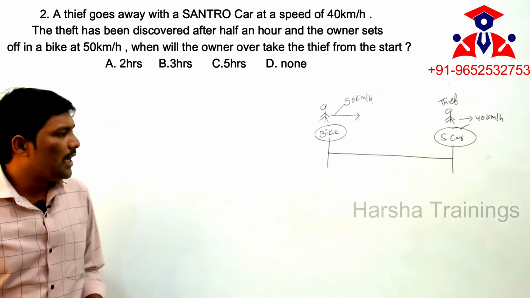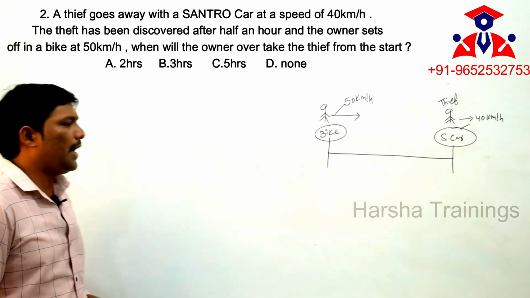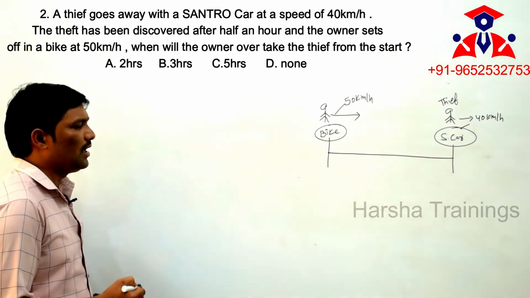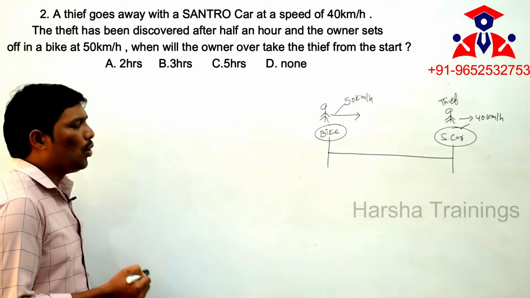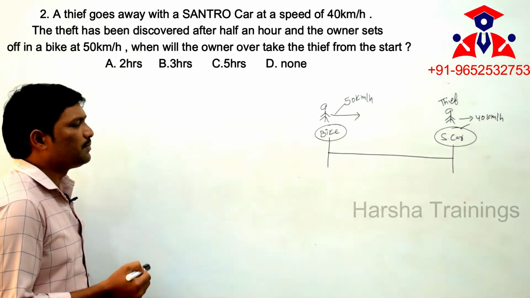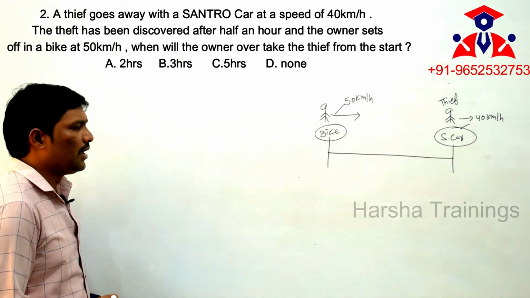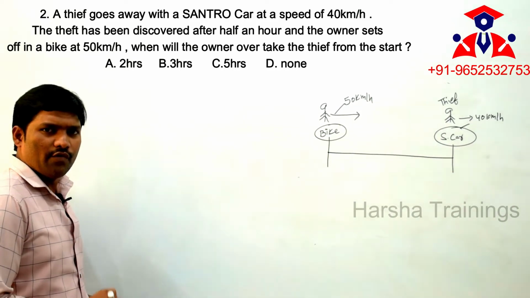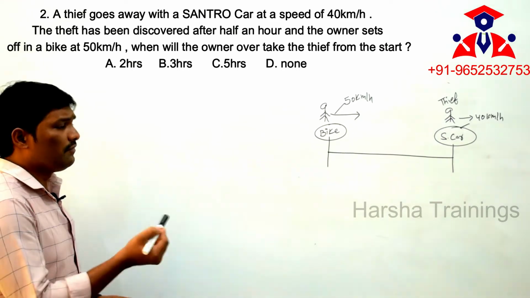So next question. A thief goes away with a Santro car at a speed of 40 km per hour. The theft has been discovered after half an hour and the owner sets off on a bike at a speed of 50 km per hour. When will the owner overtake the thief from the start?